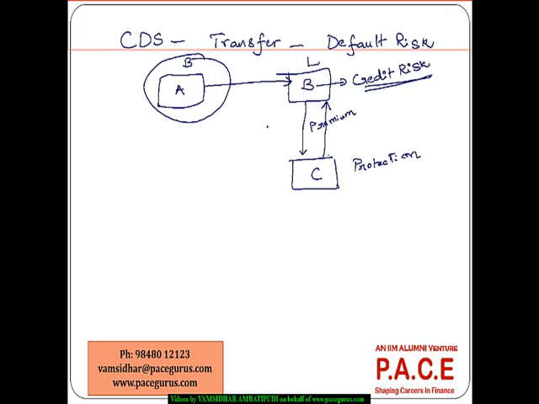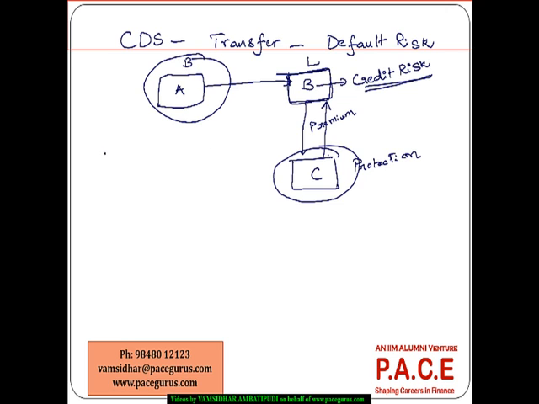Now what is happening here? It is transferring the default risk. Now B, which was exposed to the credit risk, which is the default risk of this particular company, has literally transferred it to C. Now C will have that risk. What if A defaults? I have to pay the protection part. Right? So this is how a typical credit default swap gets created.